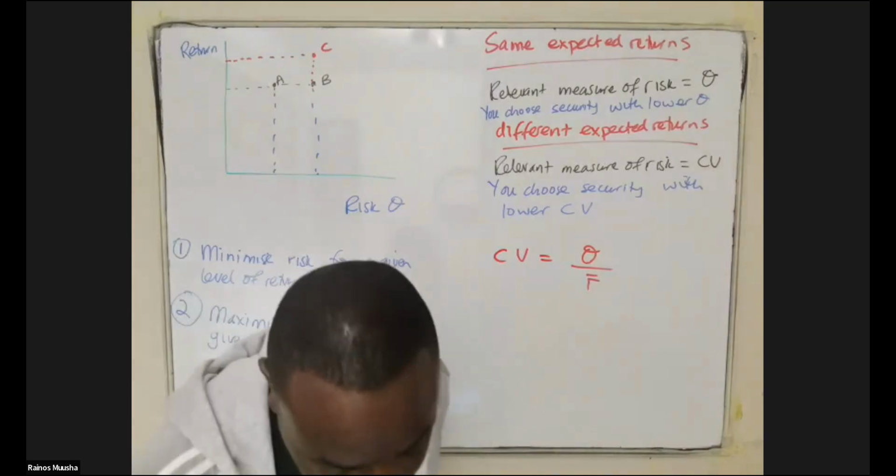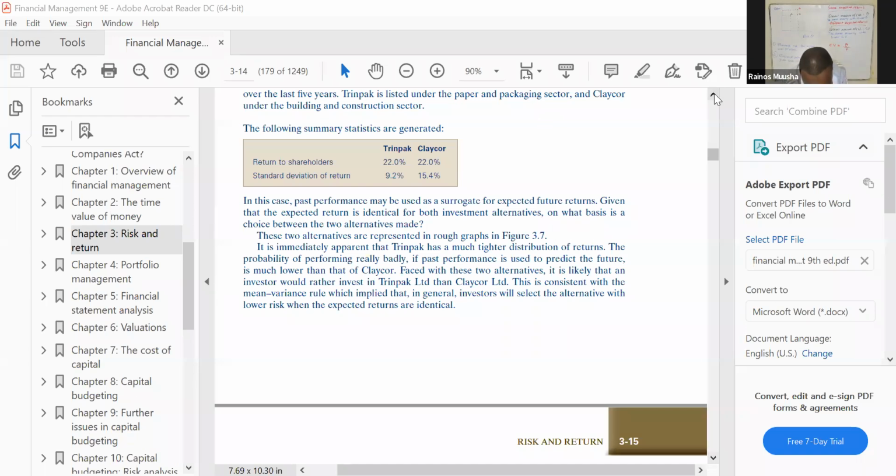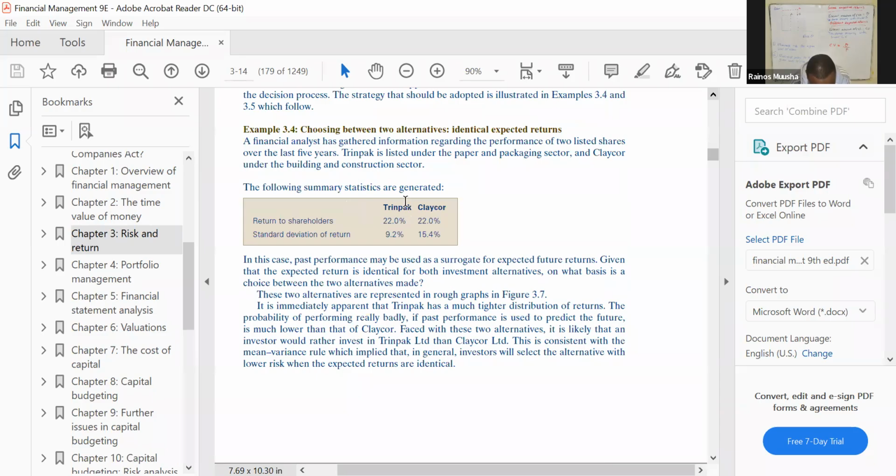If you observe the information given in the question, they give us an example where you are choosing between Trinpack and Clayco investments. The returns are 22% and 22%, and the standard deviations are 9.2% and 15.4%. Past performance may be used as a surrogate for expected future returns. Given that the expected returns are identical for both alternatives, on what basis is a choice made between the two investments? The two alternatives are presented in a rough graph in figure 3.7.